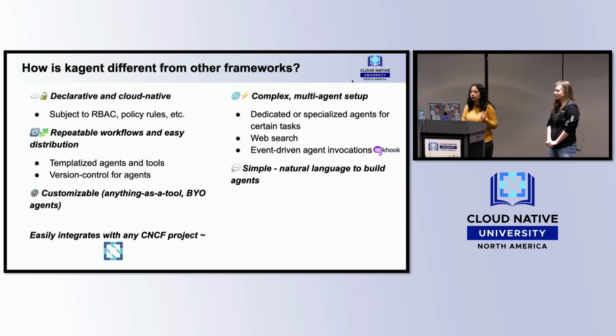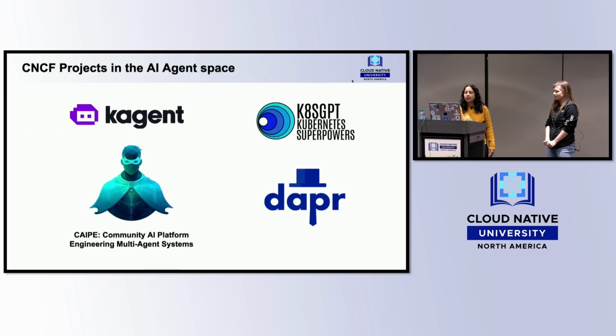And there's this new integration into Kagent called K-hook, which is really cool because it allows you to do event-driven agent invocations, which means you get to take the human out of the loop when you're actually invoking your agent. They're really simple to build. And finally, it integrates easily with any CNCF project, because basically anything that's running in your cluster. But there are also other projects in the agent space in CNCF. So there's K8s GPT, there's Cape and Dapr as well. Feel free to explore these and see what works best for your setup.